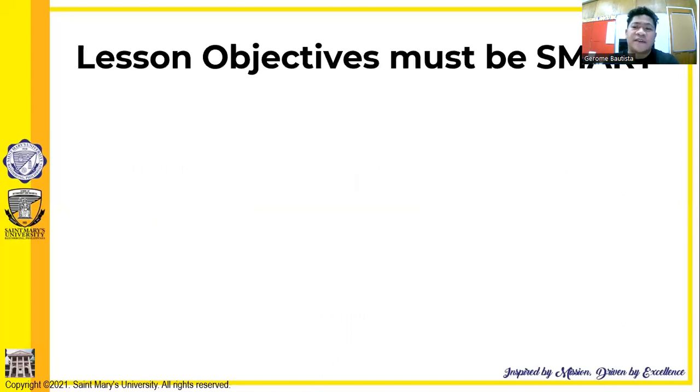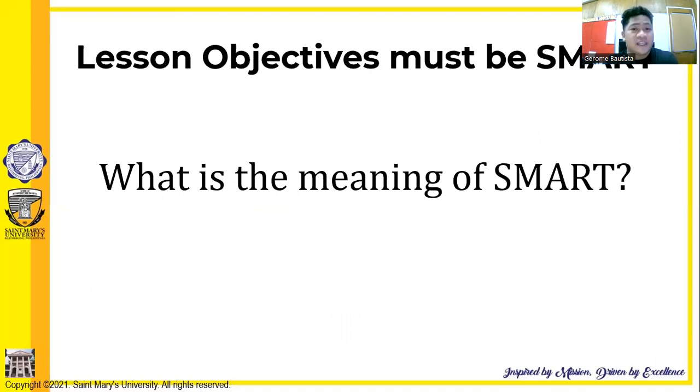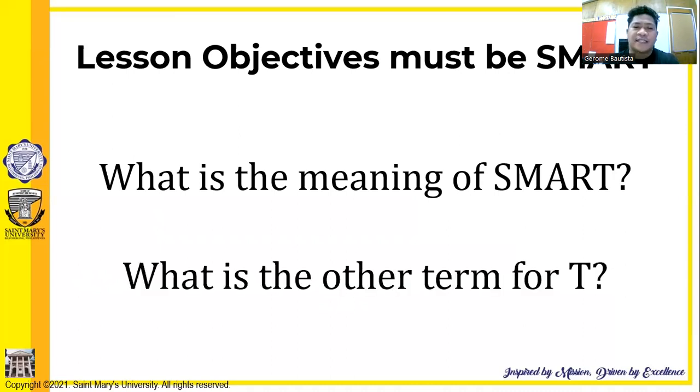So now, lesson objectives must be SMART. Again, what is SMART? I think this was mentioned on the earlier part of this video. SMART means specific, measurable, attainable, realistic, and time-bound. Now, aside from time-bound for letter T, there's actually another term for T, which is terminal, which means it has an end point. There is a stop, or there is a finite end to that objective, which means it should be attainable at a specific period of time.